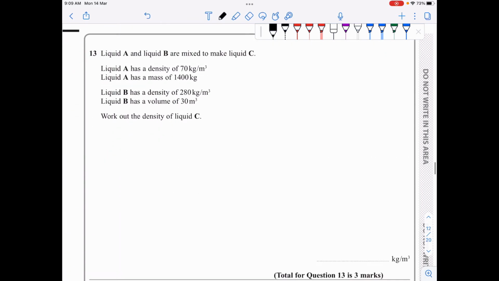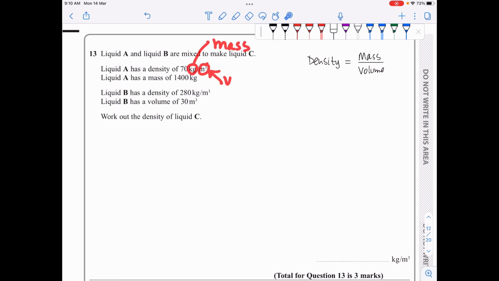Proceeding to the next question, it's liquid A and liquid B mixed to make liquid C. I see density, mass, volume here. I think it's a good idea to write the formula that density is mass over volume. In case you don't remember the formula, it's good to look at the units of density. It's kilograms per cubic meter. Kilograms is mass, cubic meters is volume, so we do mass over volume.